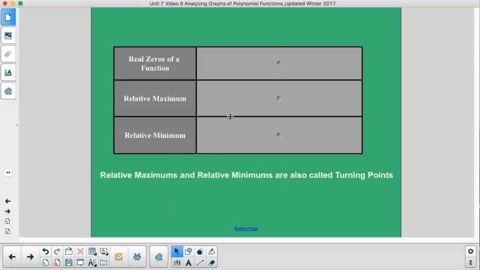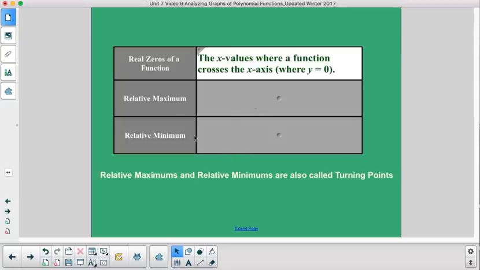So in order to graph today, we're going to be using the real zeros of a function, the values where a function crosses the x-axis. Those are the real zeros. The other thing we're going to be using is finding relative max and min.